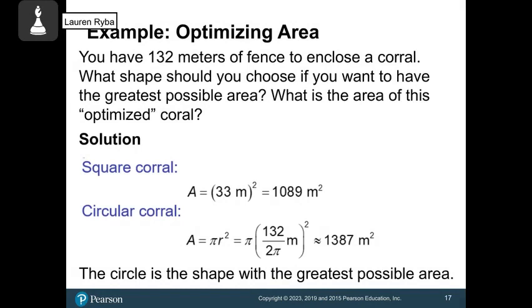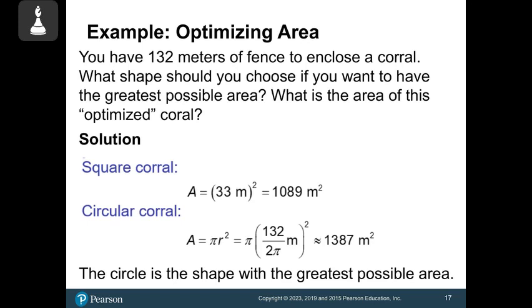This is the final problem of the semester. You have 132 meters of fence to enclose a corral. What shape would you choose if you want to have the greatest possible area? And then what is the area of this corral? So what they do is they pick two shapes here, a square and a circle.